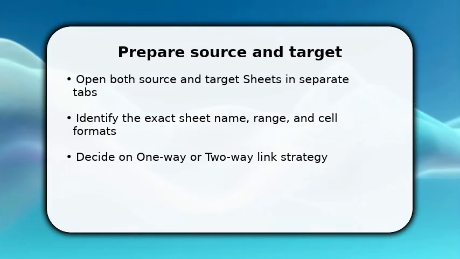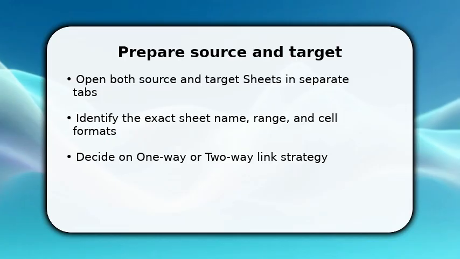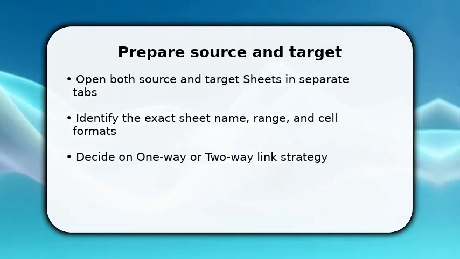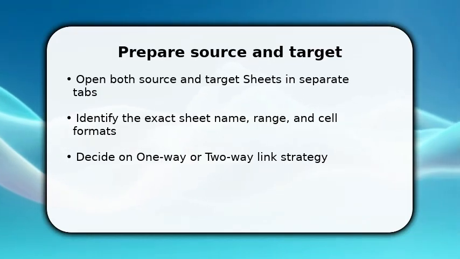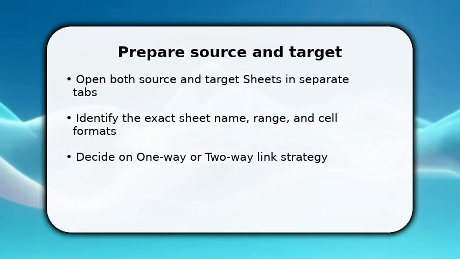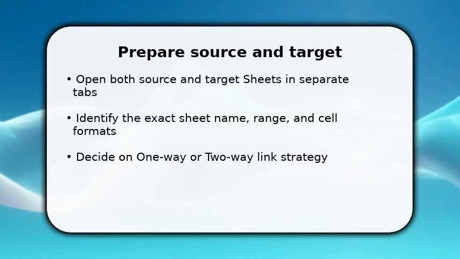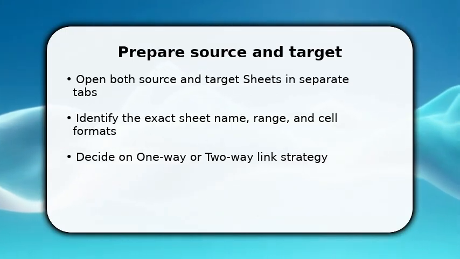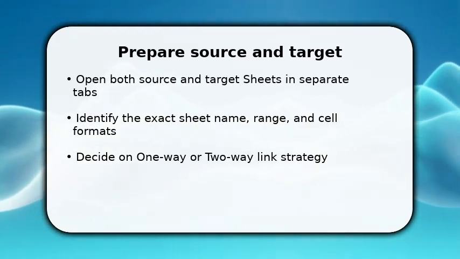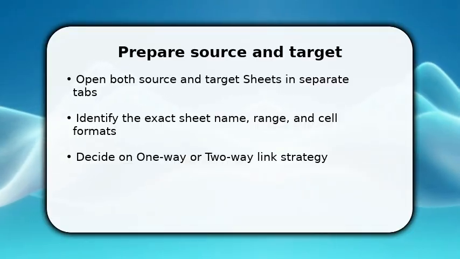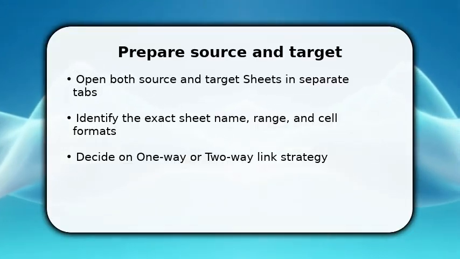You start by opening both the source spreadsheet and the target sheet. This lets you copy exact ranges and test changes immediately. Once done, note the source file name, the specific sheet tab, and the cell range like A2:C100 so you avoid broken references. Make sure you pick one-way linking for aggregated data, or two-way only if both sheets must update each other, because two-way requires scripts or add-ons to avoid circular updates.